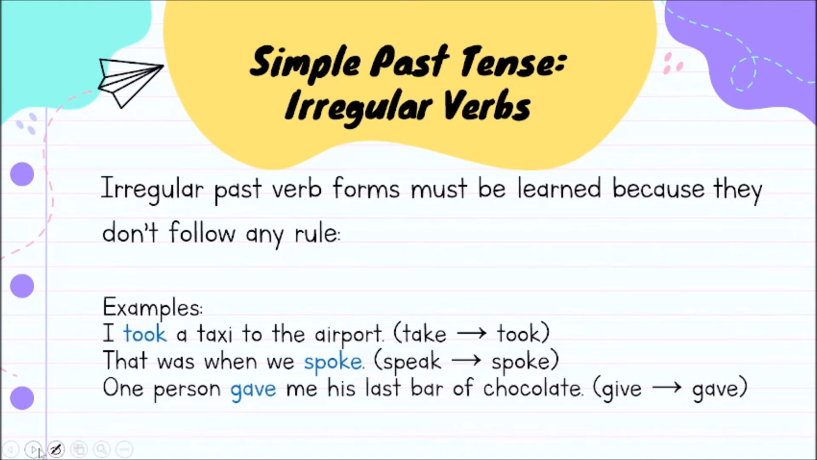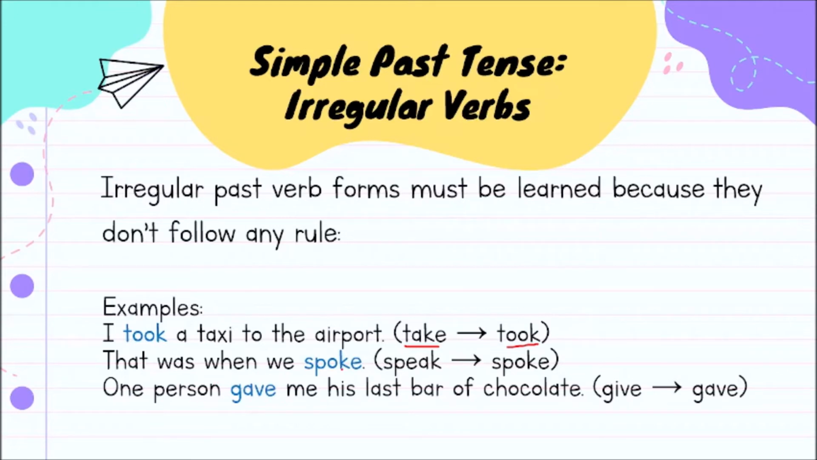Irregular past verb forms must be learned because they don't follow any rules. That is why we call them irregular verbs. Again, they do not follow rules. Example, I took a taxi to the airport. So the verb take becomes took in the past tense.